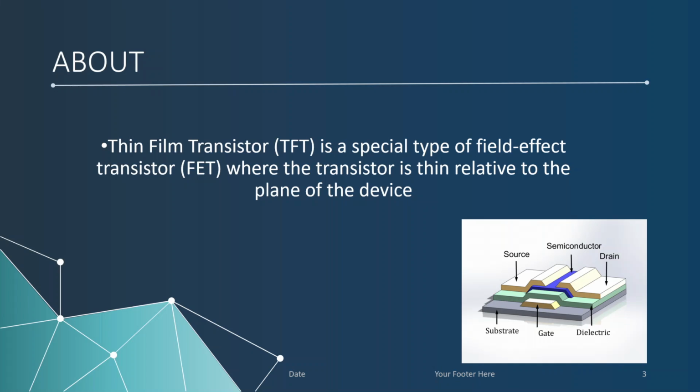A thin film transistor is a special type of field effect transistor, or FET, as we call it, where the transistor is thin to the plane of the device.